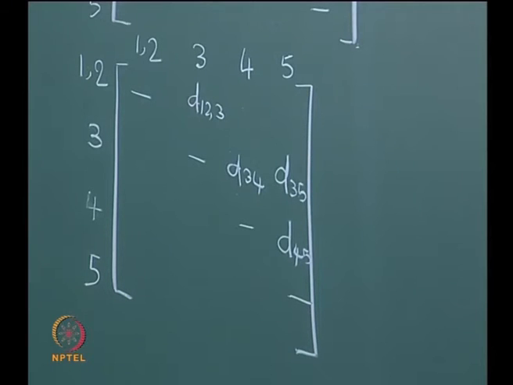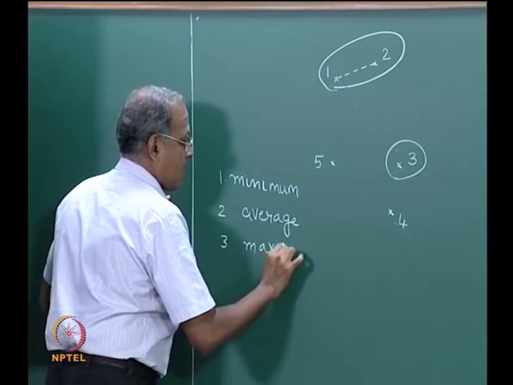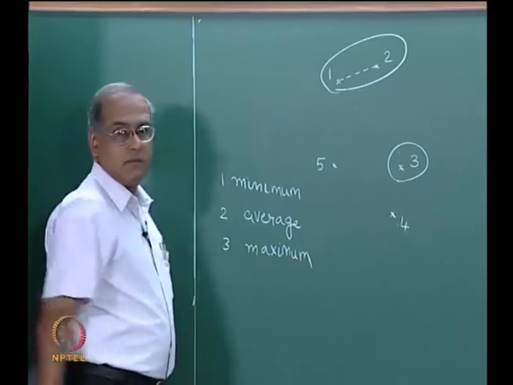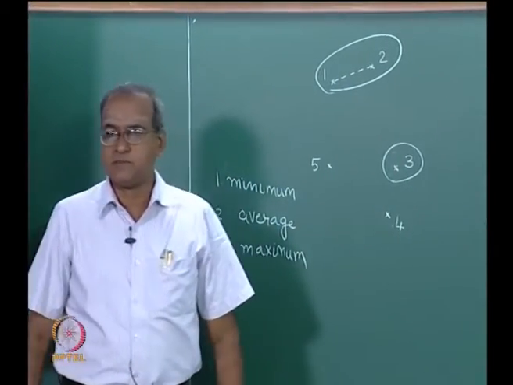As I said, this equivalent distance can actually be done in more than one way, one of which is to take the minimum distance, the other is to take the average distance, the third is to take maximum distance. Now, we have taken the minimum distance in what we have done.